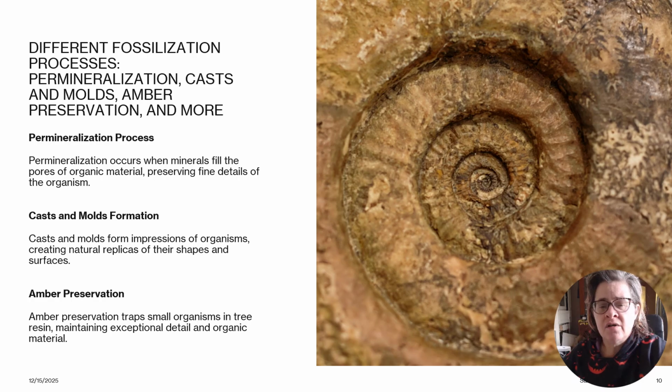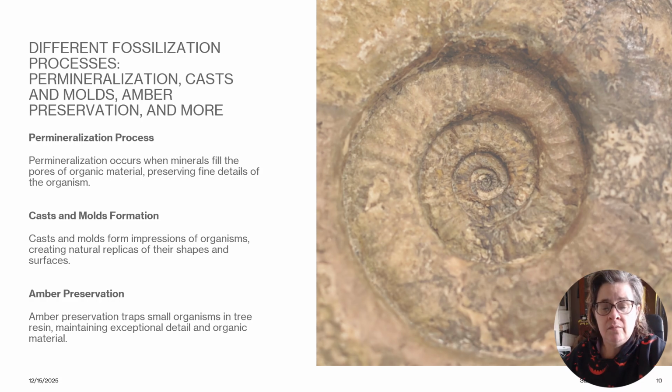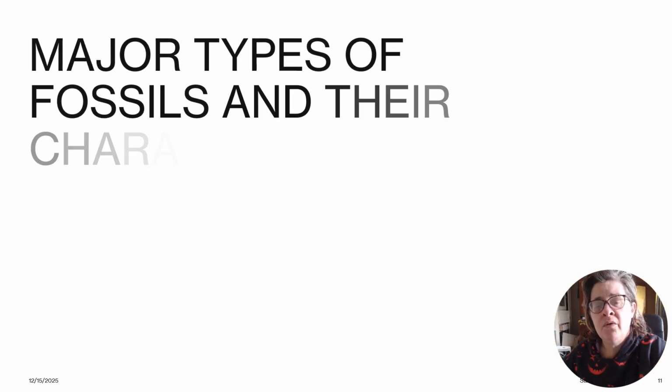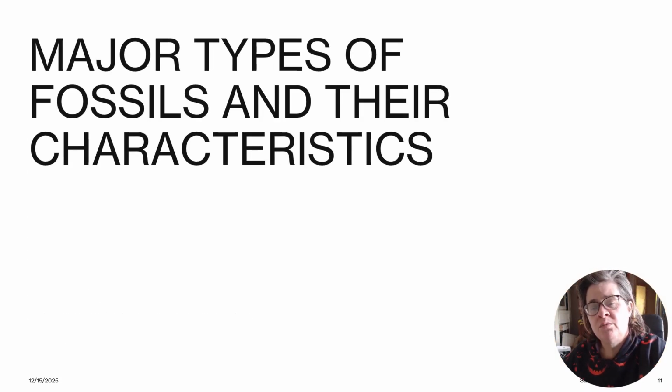Fossilization processes include permineralization, where minerals fill pores, casts and molds that form impressions, and amber preservation, which traps organisms in resin, amongst others. Exploring the main fossil types helps us understand what information each preserves, from physical structures to behavioural traces and microscopic remains.